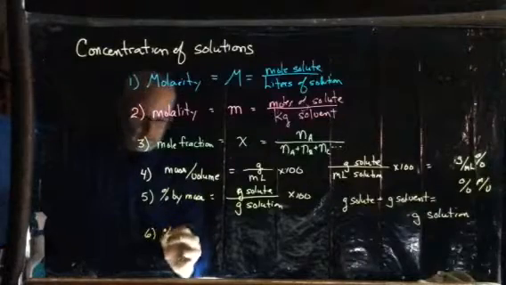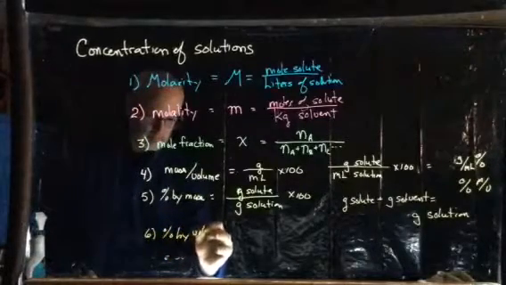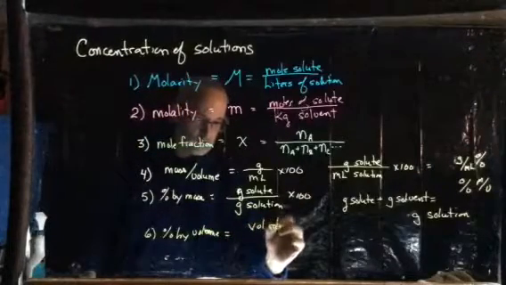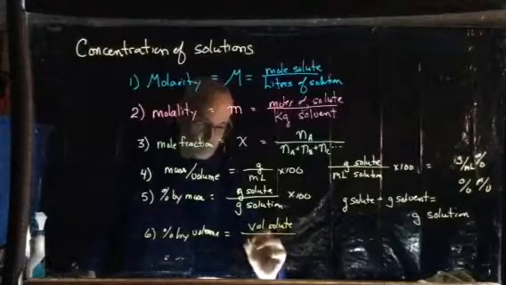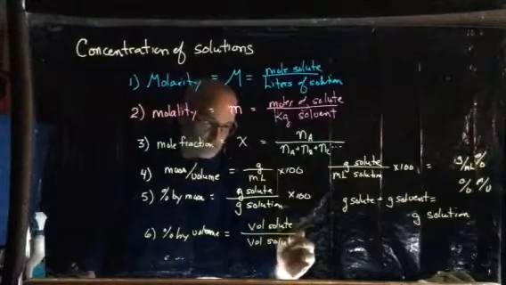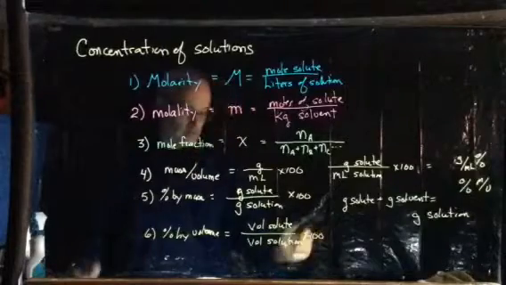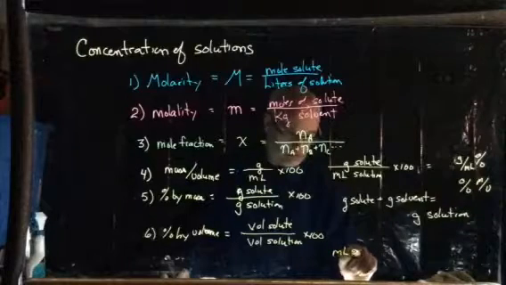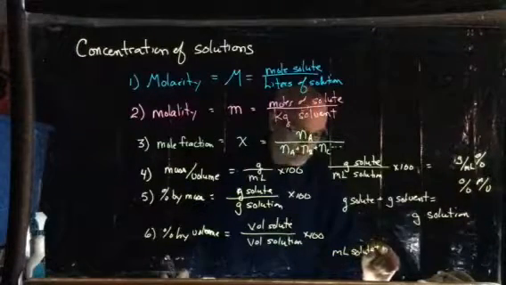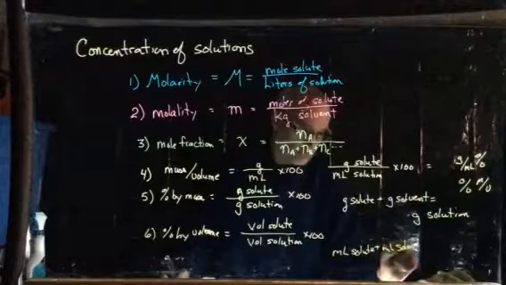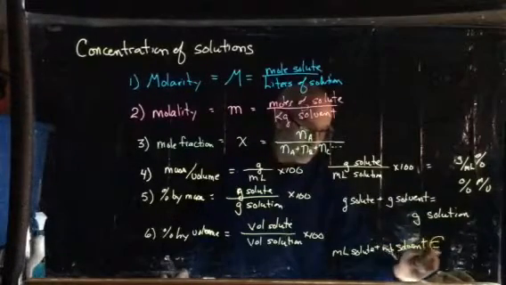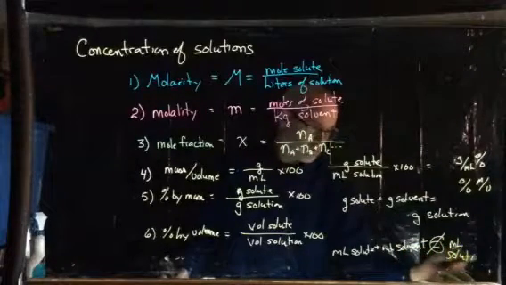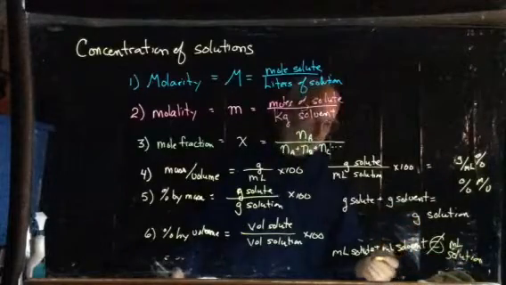Number 6, we can have percent by volume, which means we have volume of solute divided by volume of solution times 100. This is worth noting. Milliliters of solute plus milliliters of solvent will not equal milliliters of solution because of those intermolecular forces.